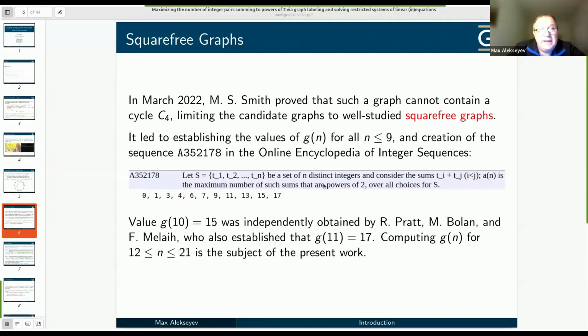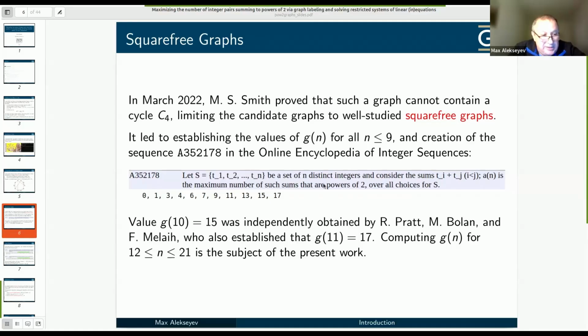Then in March of 2022, it was proved that, in fact, such a graph cannot contain a 4-cycle with 4 vertices. It's a very easy exercise, so if you like, you can prove it yourself. It's a nice, simple problem. However, for the problem that we consider, it means that we can restrict our attention to graphs that do not have such a cycle. Such graphs are called square-free graphs. That's because we think of the cycle of length 4 as a square, and hence the name.